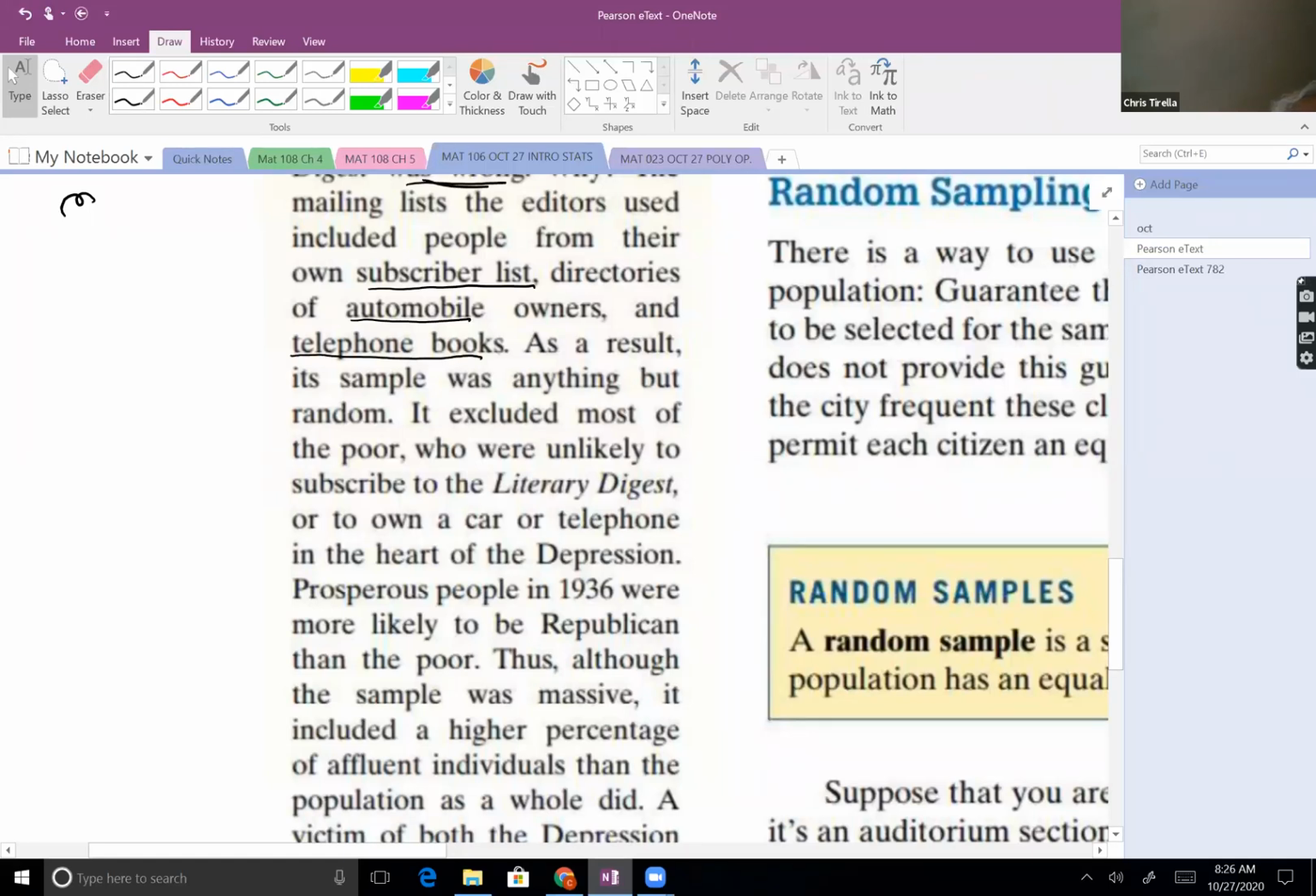Next thing I want to look at, the next page that I have in here, and I have no idea why, but lately this stylus does not want to work for me.